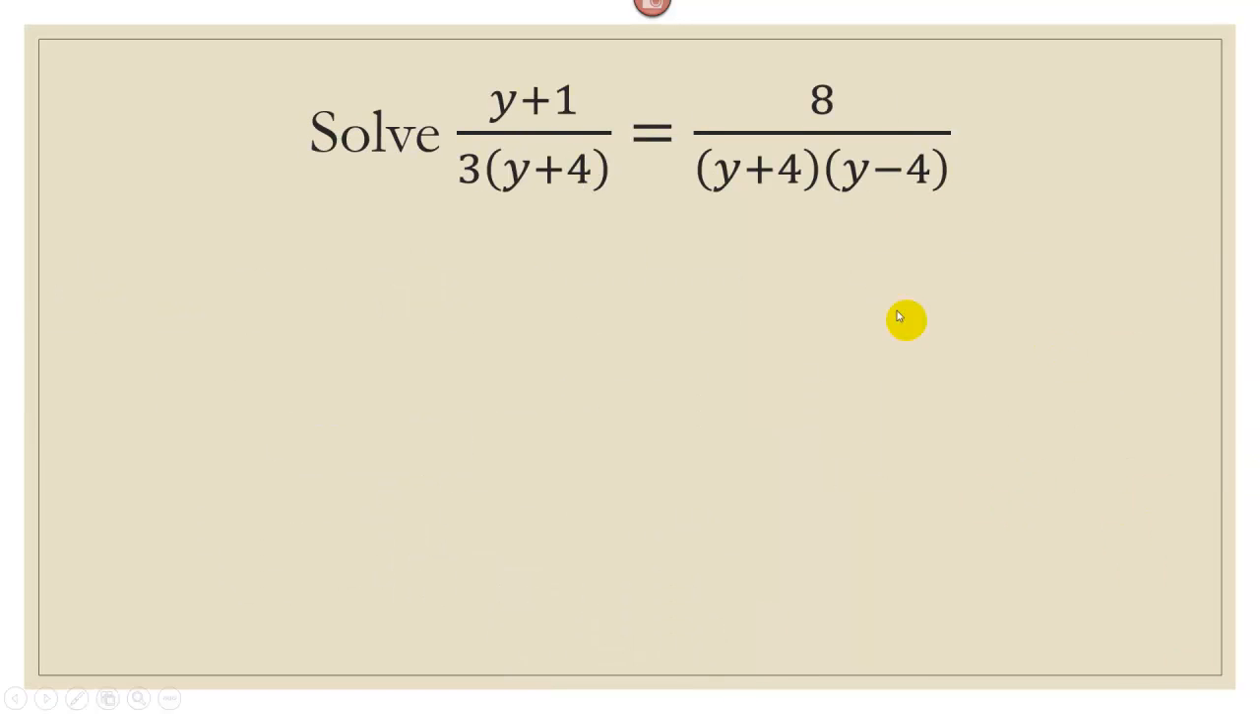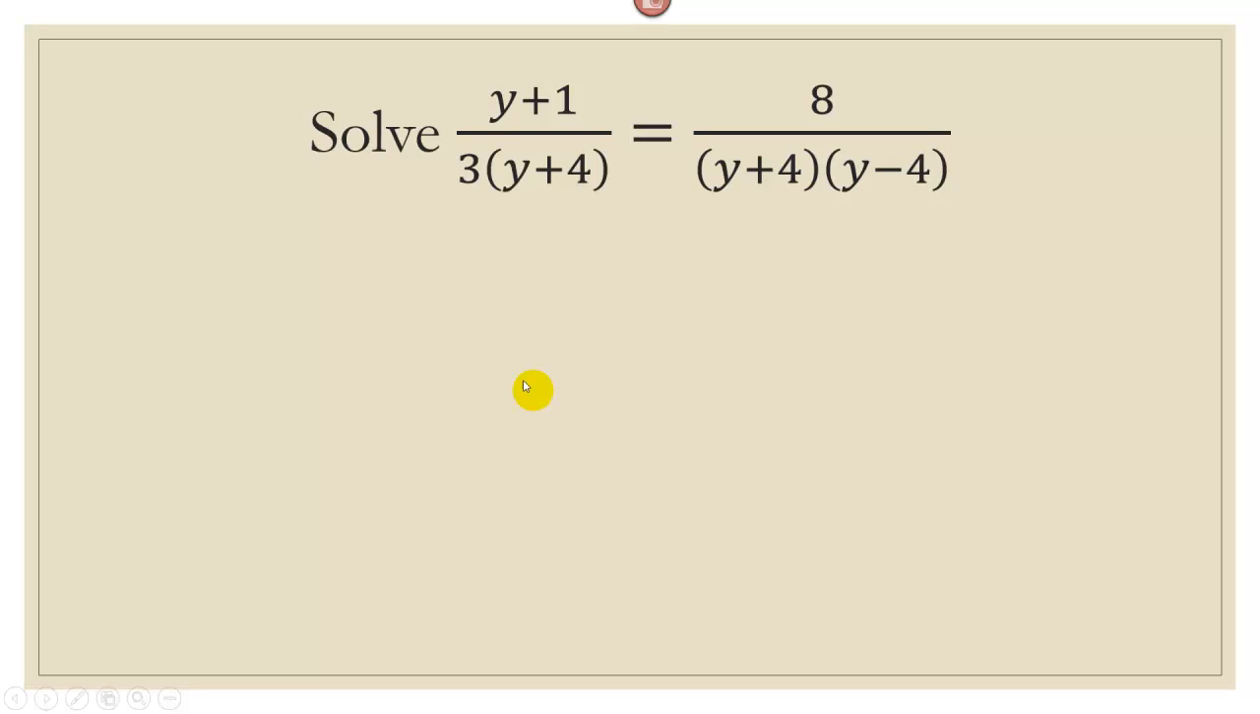For this last problem, let's solve y plus 1 over 3 times y plus 4 equals 8 over y plus 4 times y minus 4. For this one, we can use the cross multiplying technique if we like. It really is your choice. I'd rather use the LCD technique. All right, so let me change my pen color.